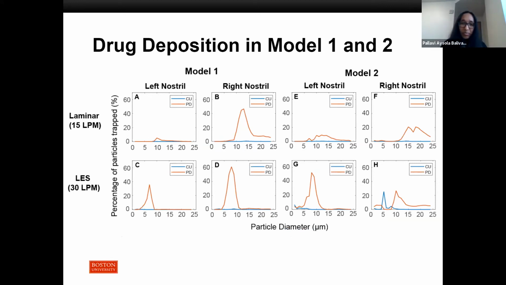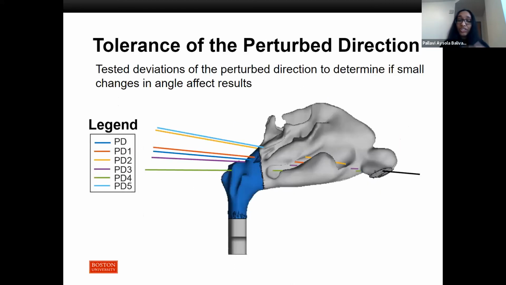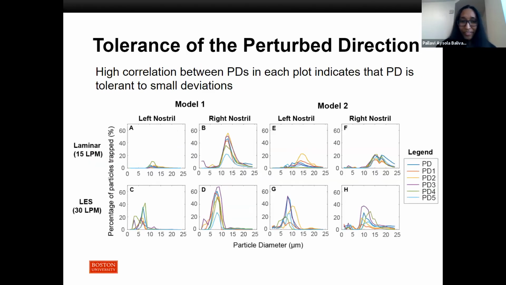So in clinical settings, you probably will see a lot more variation in the angle. And so we wanted to test if the perturbed direction was tolerant to slight deviations. And so what we did is identify 5 additional perturbed directions, starting from the original one, which is in dark blue. And we tested deposition for each of these different cases. So I'm going to show you the plots now, and there are a lot, but essentially the takeaway is that there's high correlation between the perturbed directions in each plot. So this essentially tells us that the perturbed direction is tolerant to small deviations and that it is pretty robust to these changes. So it's promising if we want to adapt it to a clinical protocol.